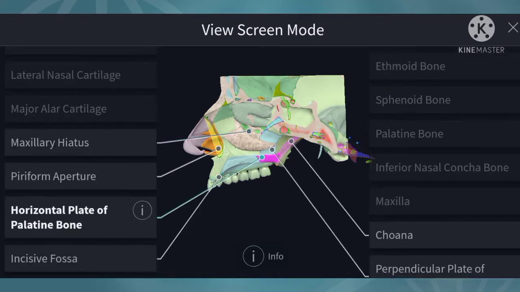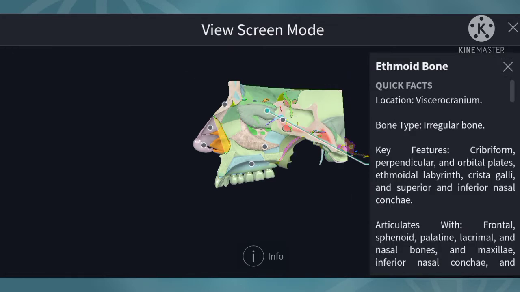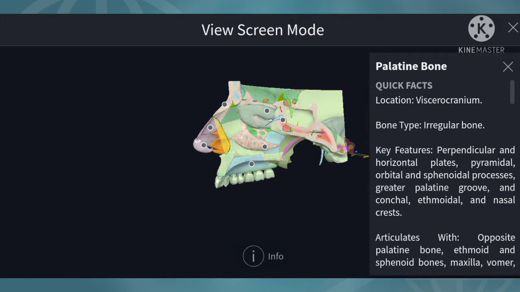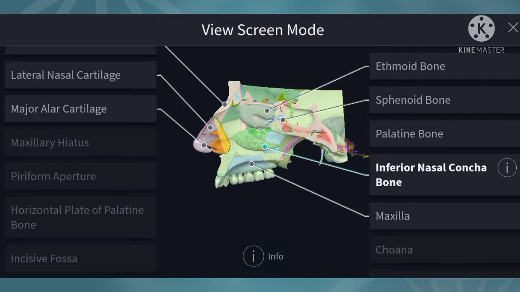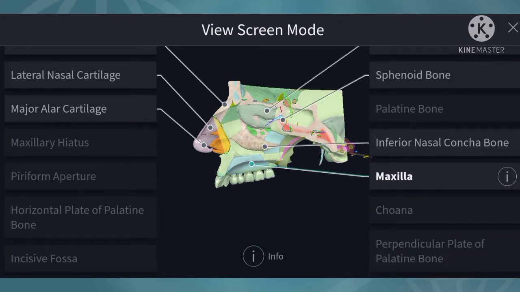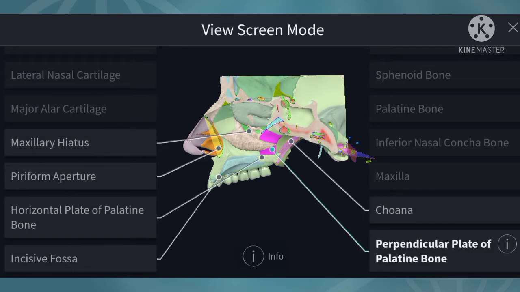ethmoid bone, as you can see here clearly, sphenoid bone, palatine bone, and inferior nasal concha bone, maxilla, and the perpendicular plate of the palatine bone, as you can see here clearly.